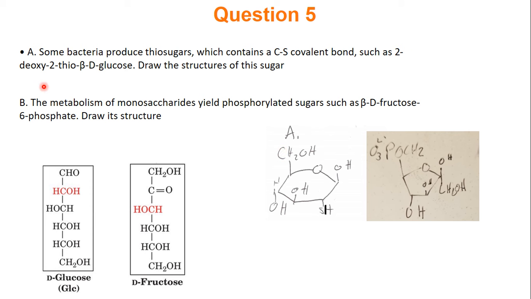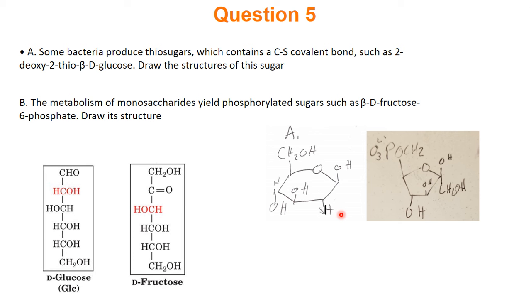So it's 2-deoxy. So 2-deoxy means there's no oxygen. But it's 2-thiol, so we have an SH instead. So that's 2-deoxy 2-thiol beta D glucose.